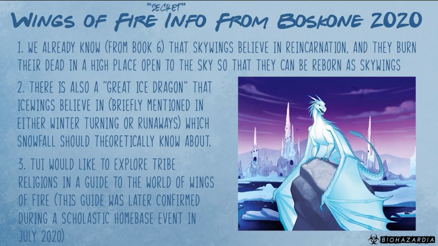Snowfall should theoretically know about, although Tui isn't sure if she'll include it in Book 14. She'd like to explore religion possibly in a guide to the world of Wings of Fire, which is the same book that Tui would also put the Scorching story in if she decides to write one. However, in Tui's daily life, people don't really talk about religion, so she doesn't really include it in the books. She said that the tribes do have different beliefs, and she does have notes on it, and so hopefully that guide to the world of Wings of Fire will be written, and the information will be in there.